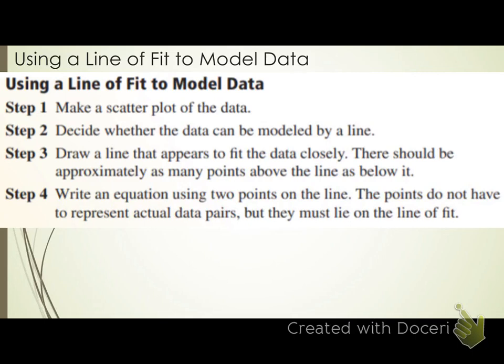Step 2, decide whether the data can be modeled by a line. How do I know if it can be modeled by a line? If it's positive or negative correlation, right? If it's got positive or negative correlation, then it can be modeled by a line because those points are kind of clustered around where a line might be. If we get no correlation, then I'm done after step 2, because if there's no correlation, I cannot create a line of fit.